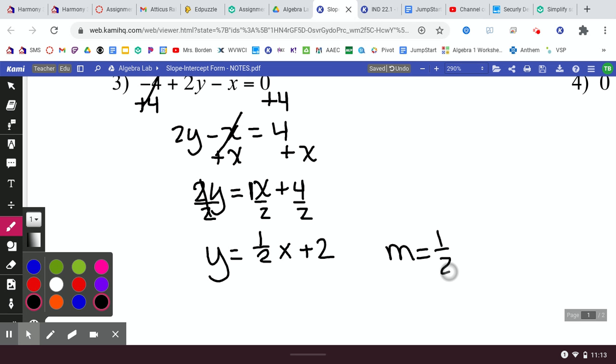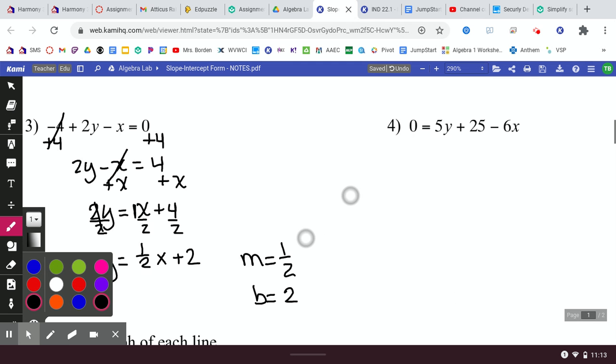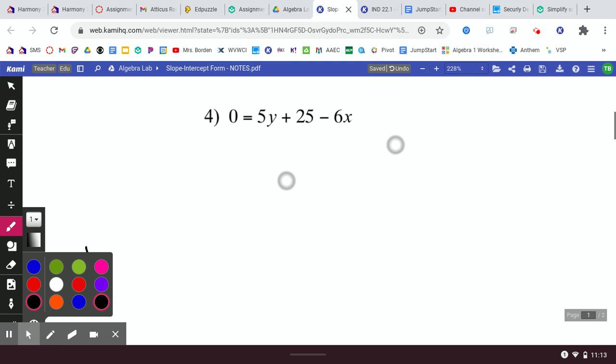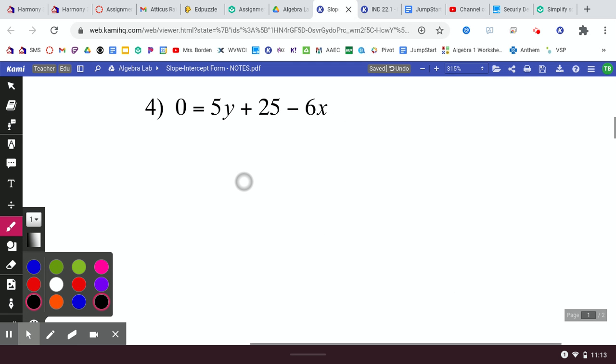Excellent. M equals 1/2. And Gabby, what's my y-intercept here? B equals 2. Good. Very good. So even if it's given to you in some crazy form where there's stuff all over the place, it doesn't matter. Just one at a time, very methodically move what you need to move. All right, Corbin, I'm going to let you take it away on number 4. Tell me what to do.